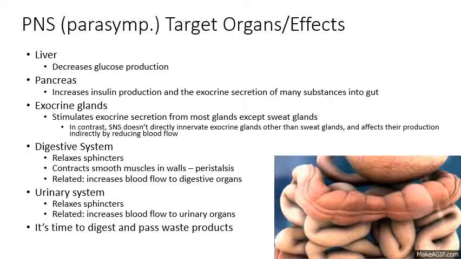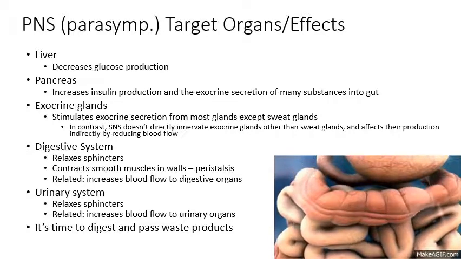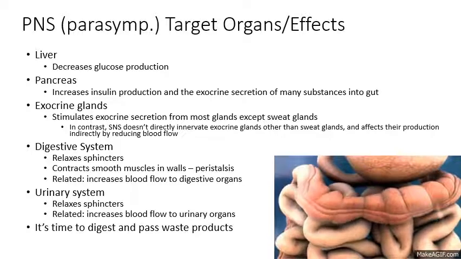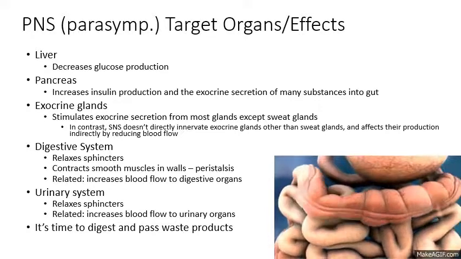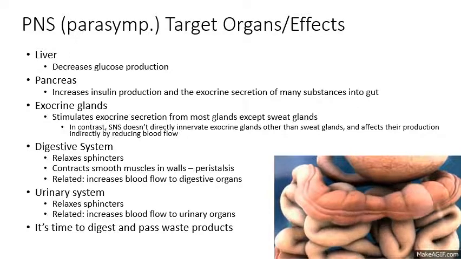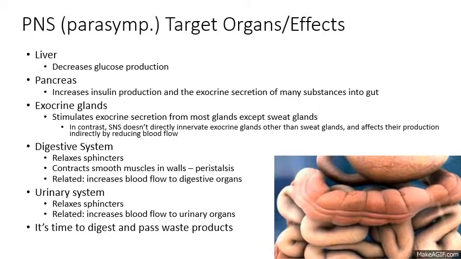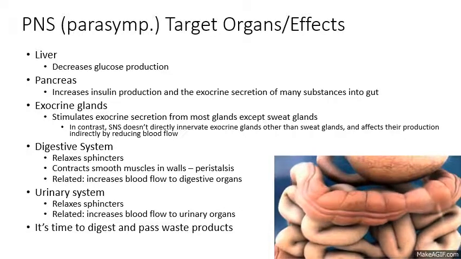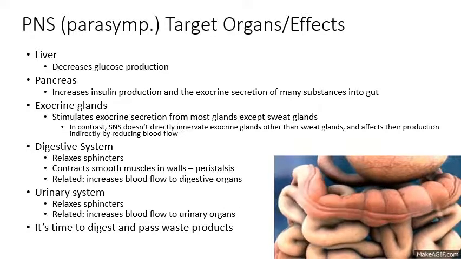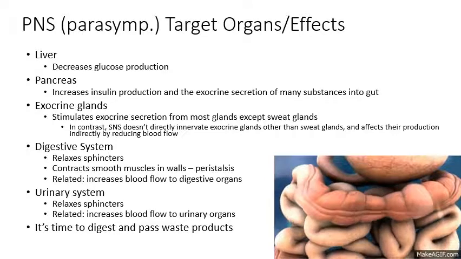So it's increasing activity of the digestive system, so you digest food and take those nutrients into your blood. It increases insulin production to help your cells take up glucose from the blood and start using those nutrients that have entered the blood. And it also is increasing the passage of waste in the urinary system and the digestive system.